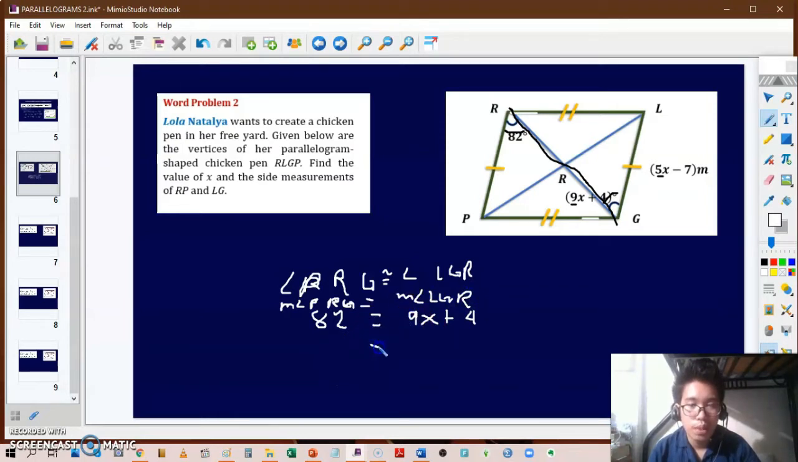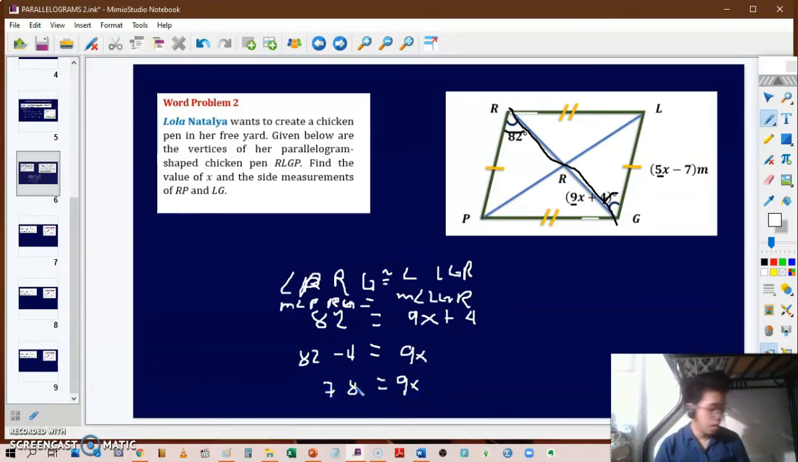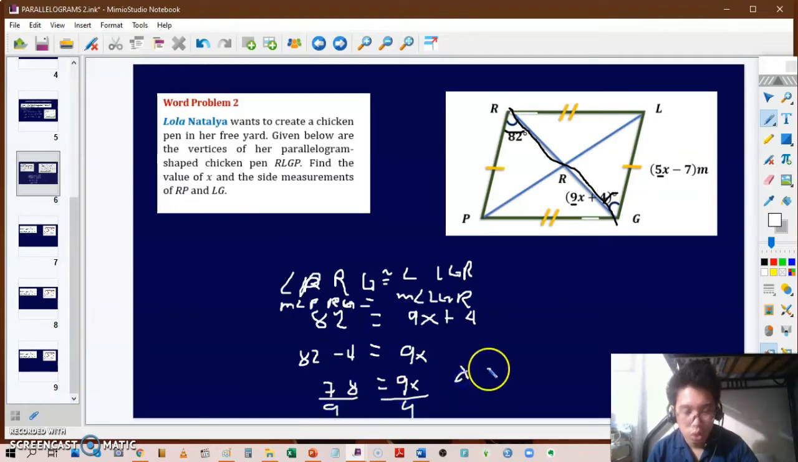So that's going to be 82 minus 4 is equal to 9x, and that's going to be 9x is equal to 78. And what's 78 divided by 9? That's going to be 26 over 3. Therefore, the value of x is equal to 26 over 3, or 8.67.